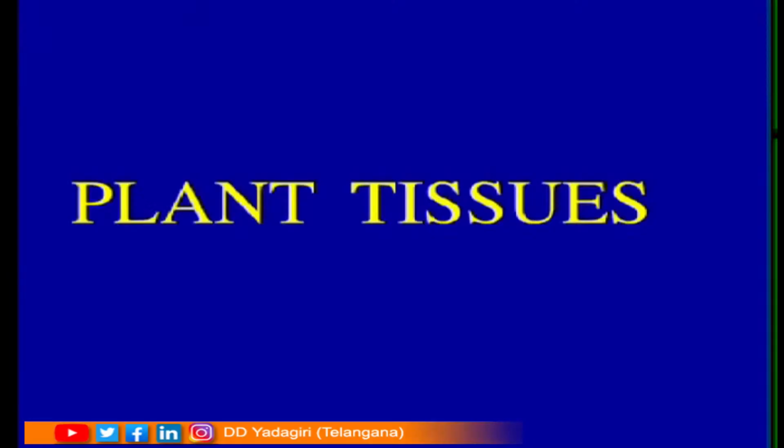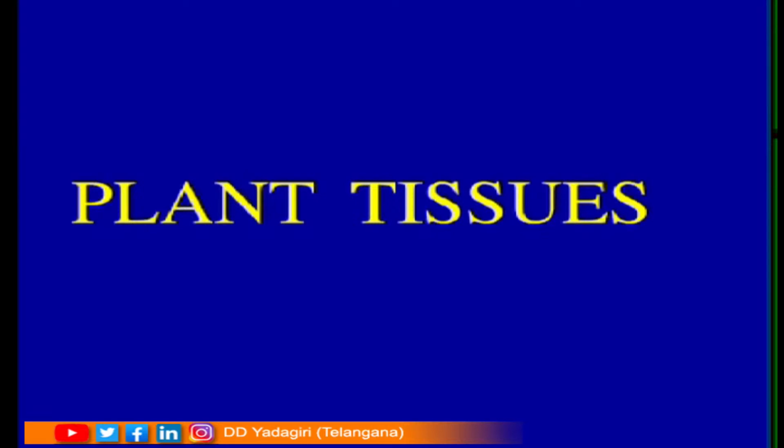These plants which look tall and silent, how are they able to stand erect? How are they able to perform photosynthesis? How the life processes are carried on in the plant, that we will study in detail in the present chapter, that is the plant tissue.